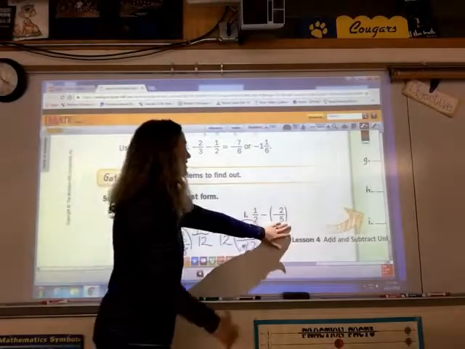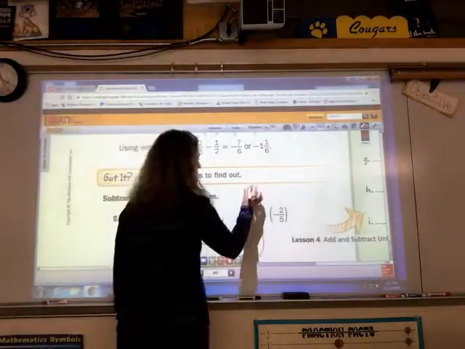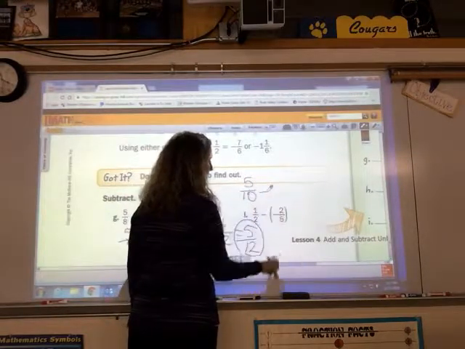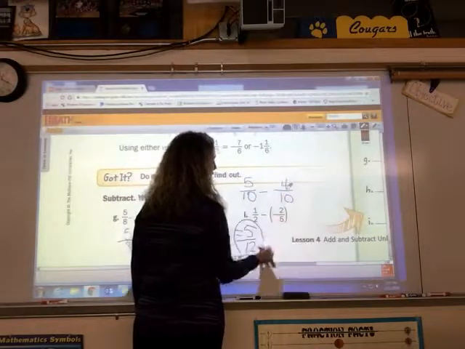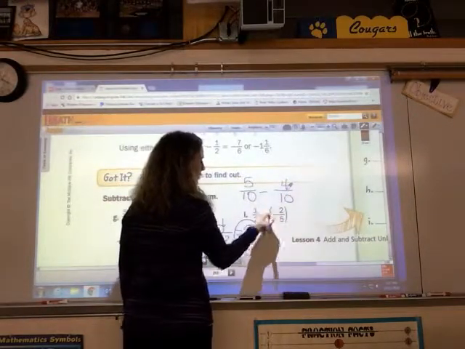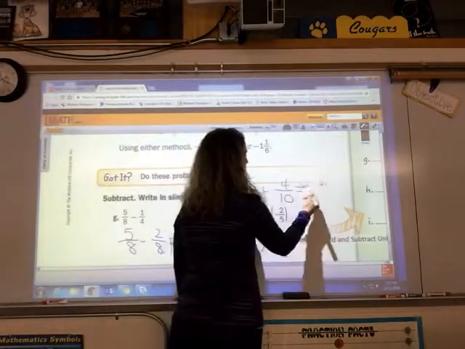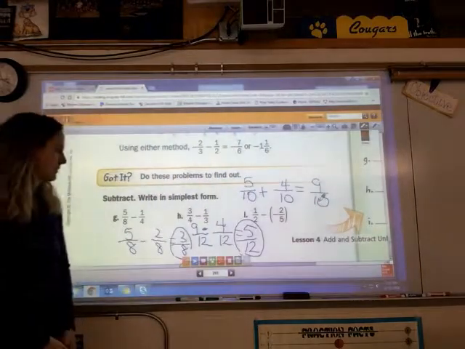And then looking at the last one, you have a 2 and a 5, so we probably would choose to use 10 for a denominator. 1/2 would be the same as 5/10, minus 2/5 is going to be the same as 4/10. Now you're going to notice that that was a negative, so we can change that to adding the opposite, so it'd be a positive. 5 plus 4 is going to be 9, and then your denominator stays as 10.